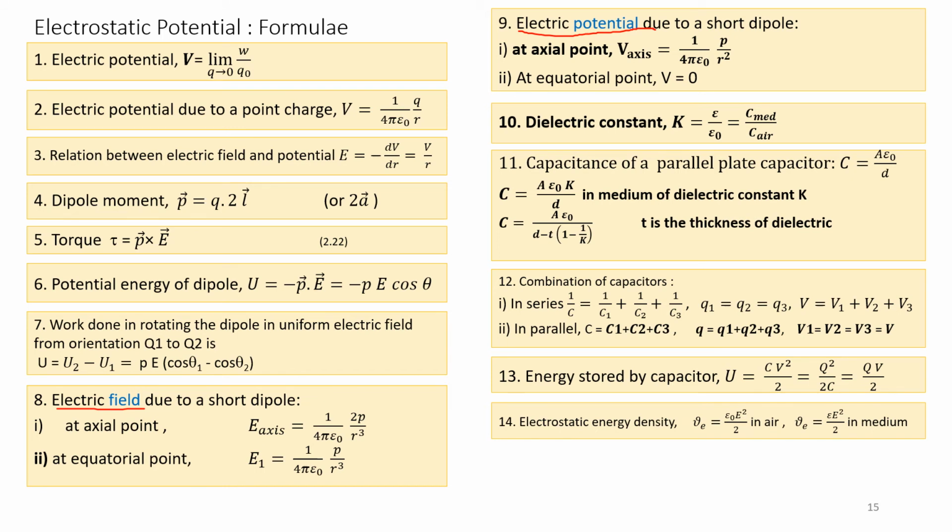Definitely there will be a 5-mark question to solve numerical problems. Numerical problems of this chapter are given in section 2D. Please revise, go through and practice it. Total electric flux is given by the integral of E dot dS, that is equal to 1 over epsilon naught into the net charge enclosed.